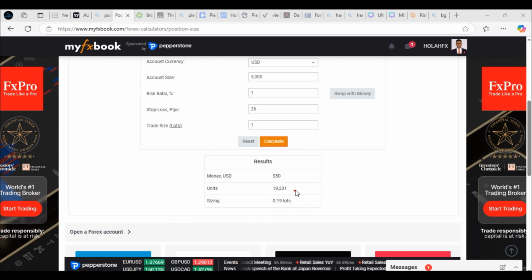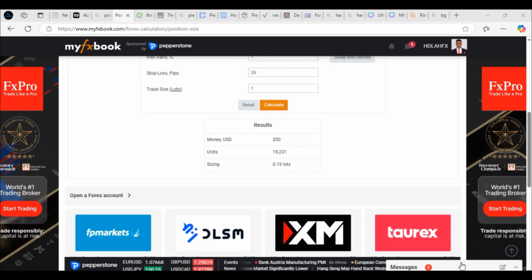So this is very important. Last, you can see here 19,231 will be the volume you are buying. That is the quantity you are buying or selling. What is of utmost importance to us here is this particular one, 0.19, because that is what we are going to be using to target this $50 risk.